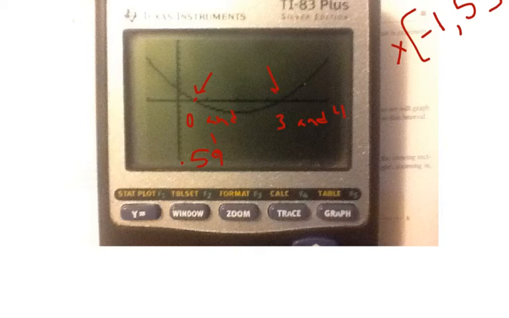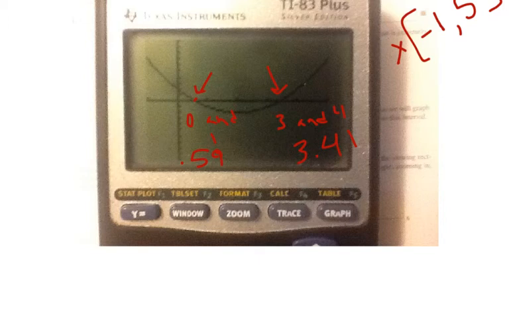To find the other answer, I'm going to go to second trace again, number 2. But this time, my left bound is going to be 3, and my right bound is going to be 4. And remember, when you see guess, hit enter again, and it's going to tell me the answer is 3.4142136. I'm going to round that to 3.41. What's the right answer to round to? Yeah, sometimes we tell you, but in general I round to the nearest hundredth place.